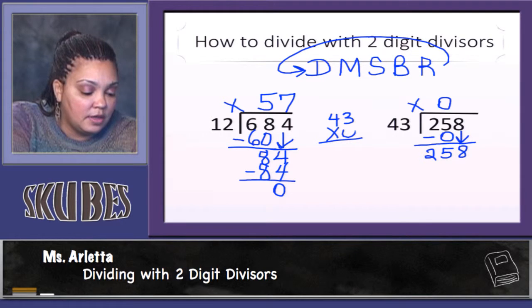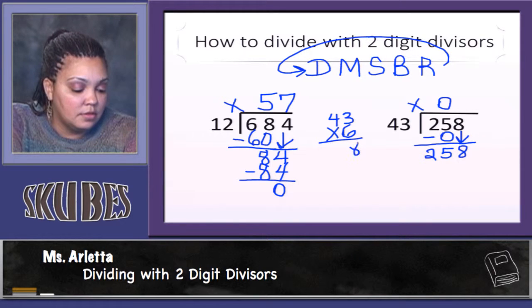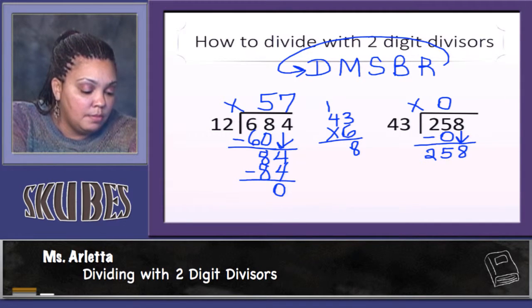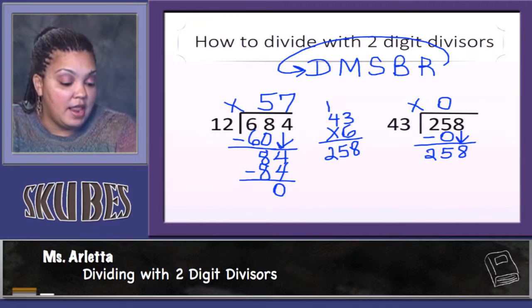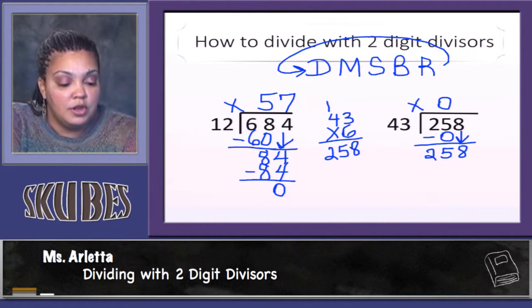So 43 times 6. I see 3 times 6 is 18. Carry your 1. 6 times 4 is 24 plus that 1 makes 25. Wow, that actually equals 258 exactly. So we know that our 6 goes up here.